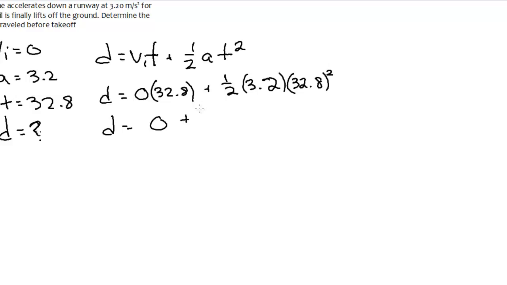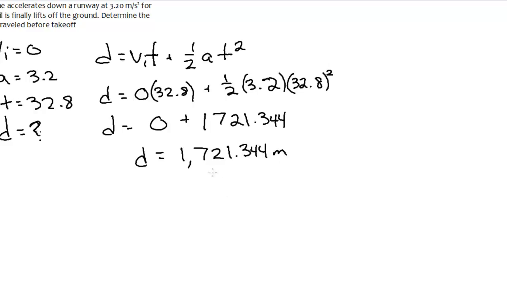Plus, if we throw all these numbers in the calculator, we're going to get 1,721.344. So in the end, the distance that the airplane is going to need is 1,721.344 meters. This is distance, so it's meters.